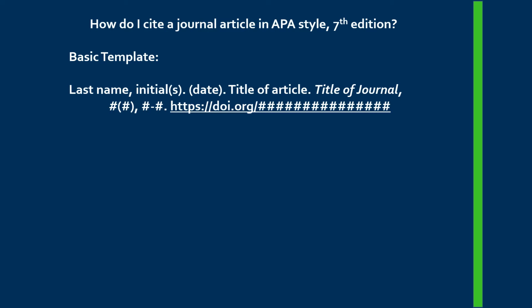The final component of your citation will be the DOI number, the Digital Object Identifier, or the URL where you retrieved the article. Remember, the DOI is preferable because it's stable, but if it doesn't have a DOI, the URL is fine.